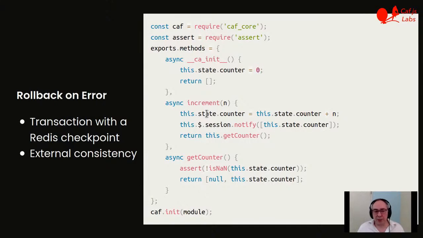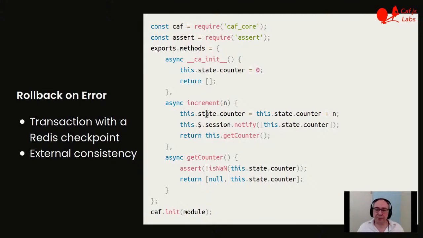The second thing that is very different from a system like Express is that we manage the internal state of the actor in a transactional manner. So what that means is that when we do several changes to the state, they are going to be atomically committed, in our case, to an external Redis server for a checkpoint. And it also means that if we throw an exception or return an error, we are going to abort that transaction and leave the state of the actor as if nothing had happened. And in Caf.js, we go even farther than that. We also provide external consistency.